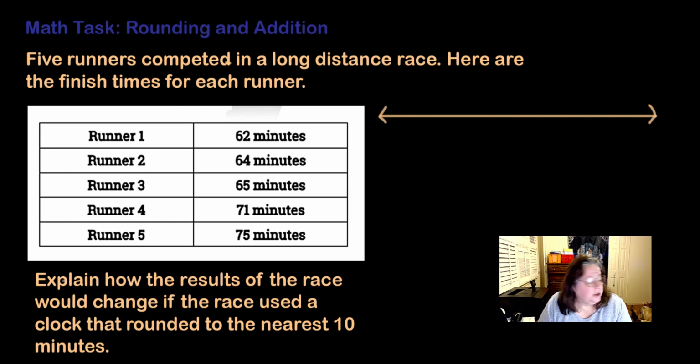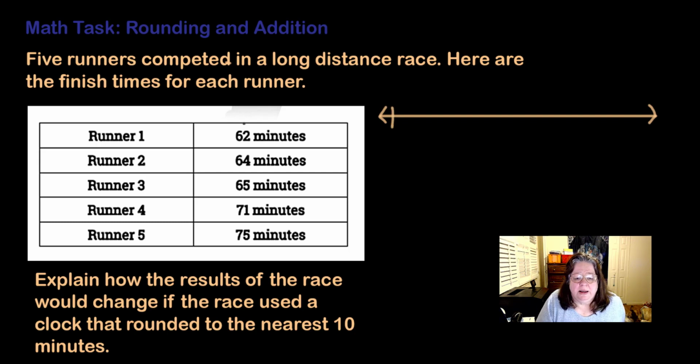And then we're asked to explain how the results of the race would change if the race used a clock that rounded to the nearest 10 minutes. So if each of these times were rounded to the nearest 10 minutes, how would that change the results of the race? Well, I think we should try. I think we should round each of these to the nearest 10 minutes, and let's see what happens. I'm thinking we can use the same number line for all of them.